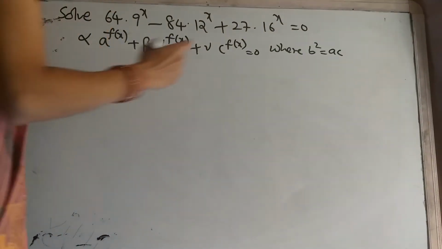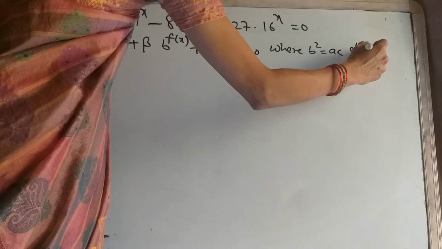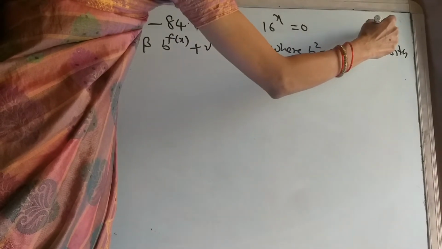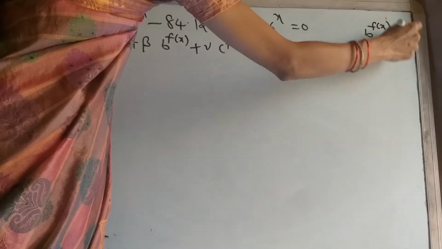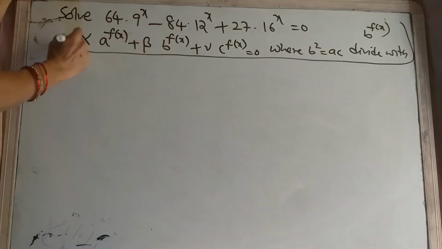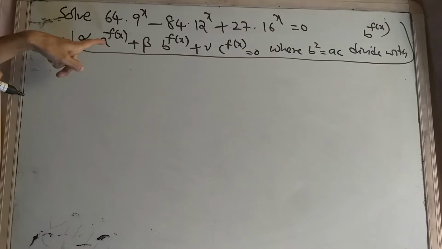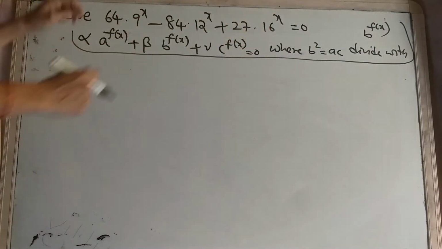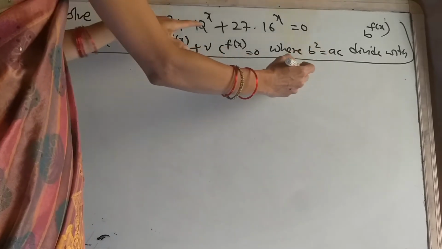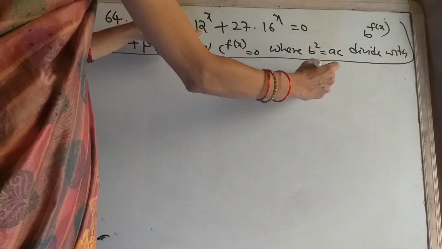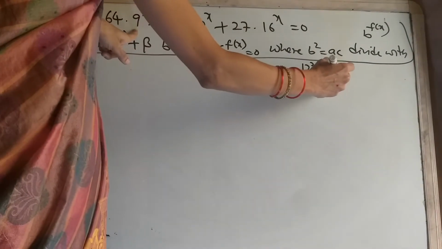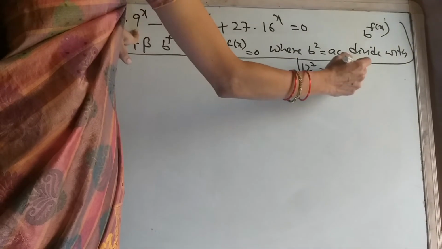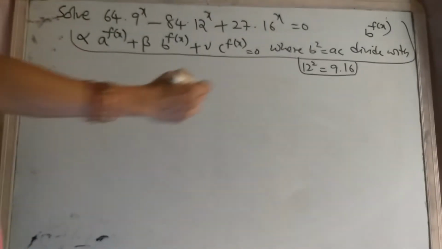Then if the condition is satisfied, throughout divide with b power f of x. So using this condition you solve that. Here when comparing, a is 9, b is 12, c is 16. So b square is 12 square, equal to a into c, 9 into 16. 12 square is 144, 9 into 16 is also 144. So this condition is satisfied.